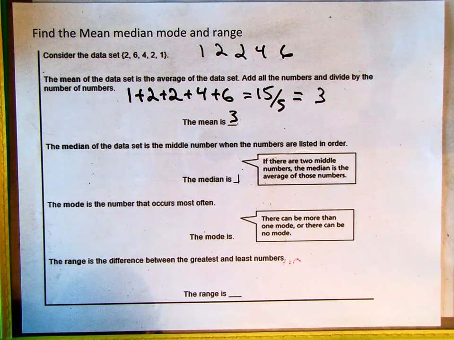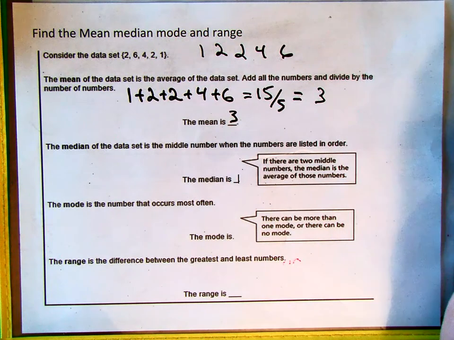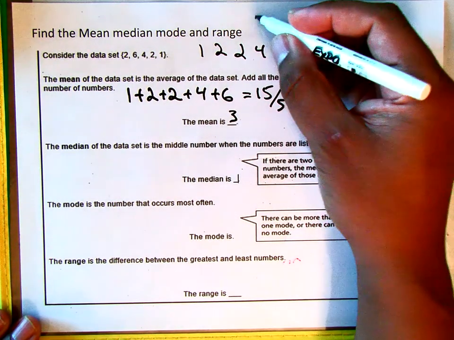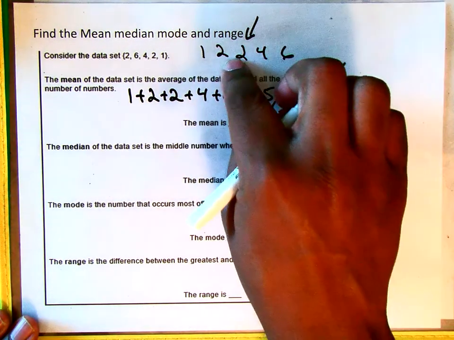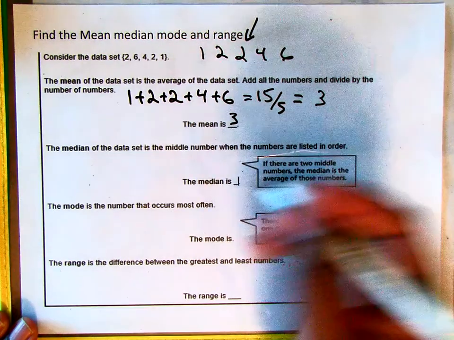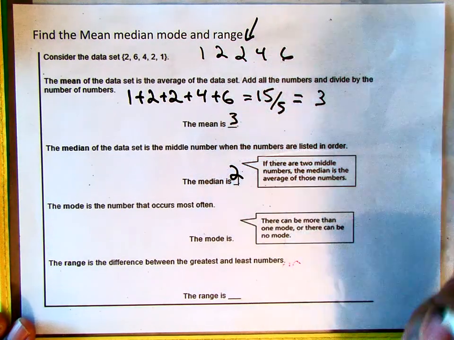Okay, the next thing we're going to do is find the median. The median of a data set is the middle number when the numbers are listed in order. So we've already got them in order. What we want to do is pick the number in the middle, which is 2 here. So the median is 2.